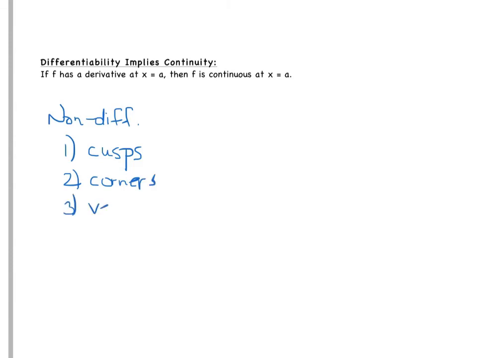Differentiability, what we now know, is going to break down in 4 places. Our non-differentiability: functions are going to be non-differentiable at cusps, corners, vertical tangencies, and at discontinuity, any points of discontinuity.